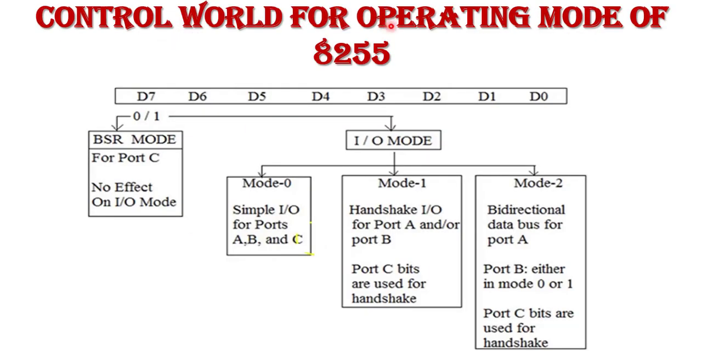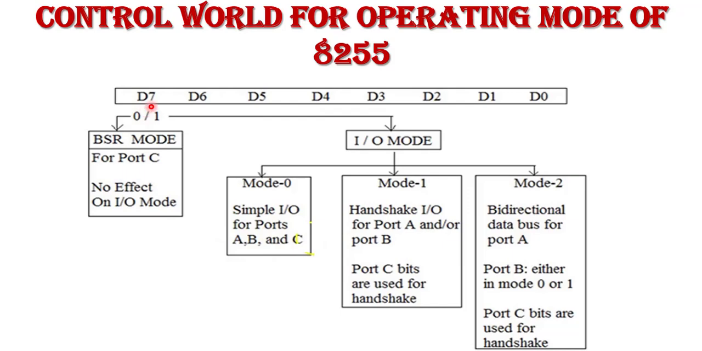Now, the control word for the operating mode of 8255. First we should know what a control word is. In 8255 there is an 8-bit register known as the control register. This register is used to control the function of each port. The content of this register is known as the control word. It has 8 bits, D0 to D7.